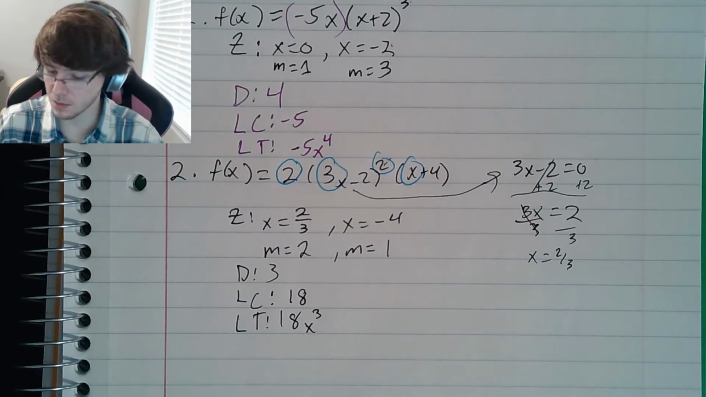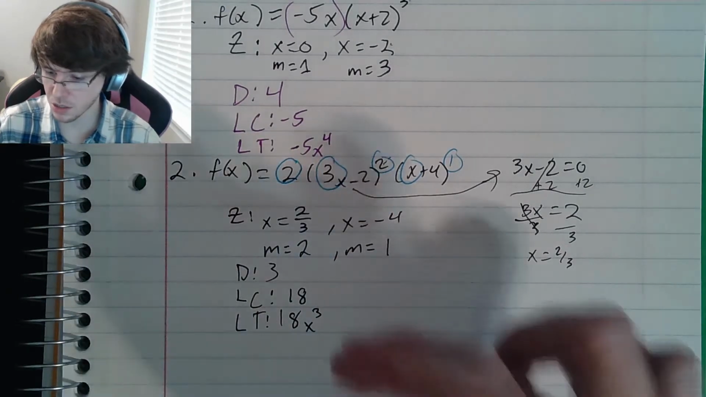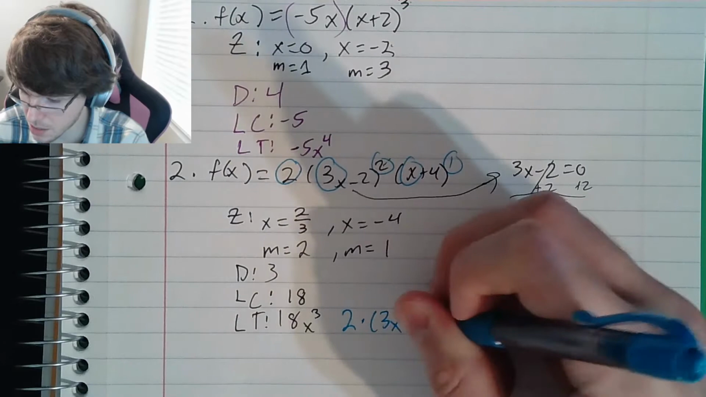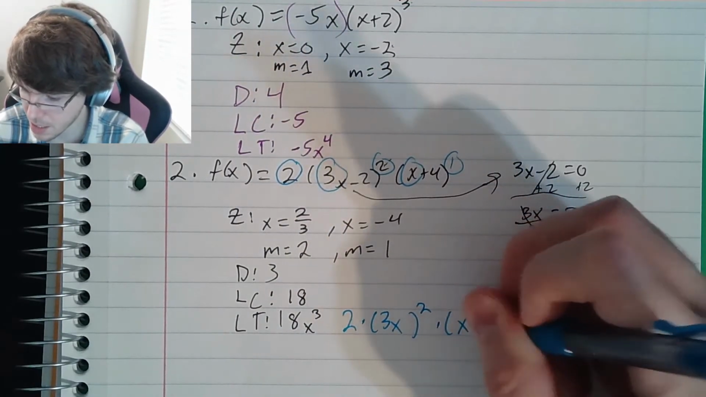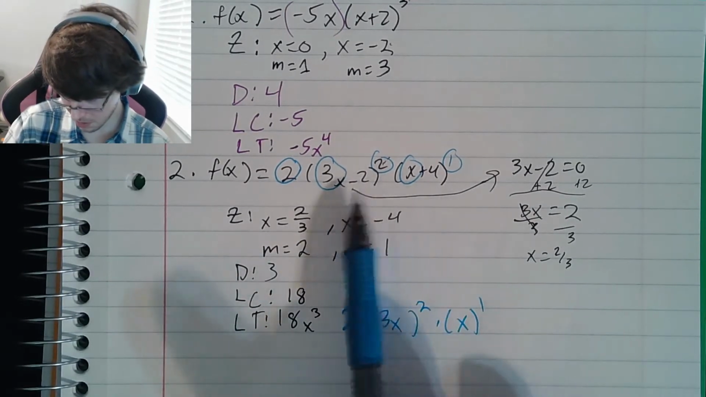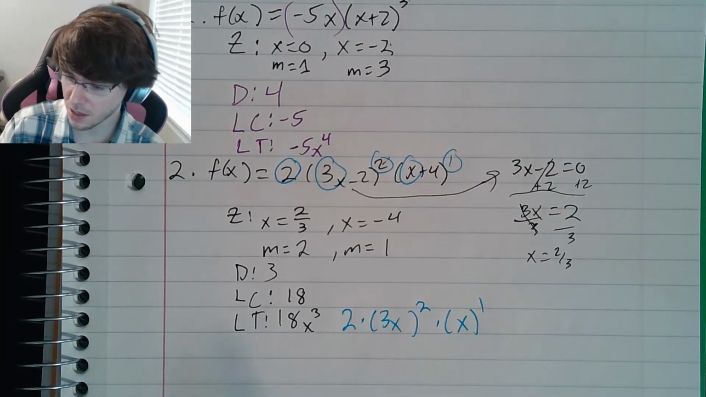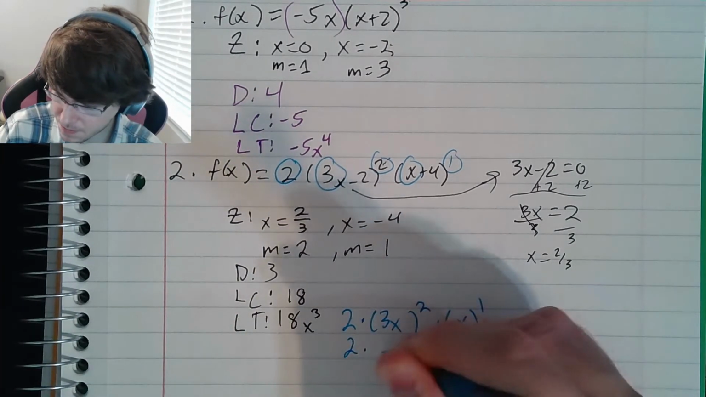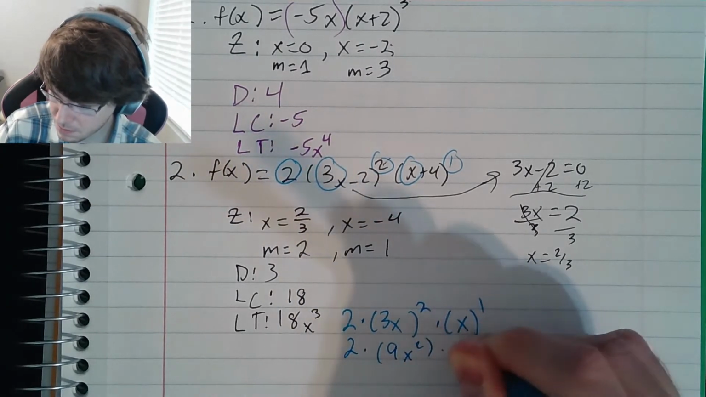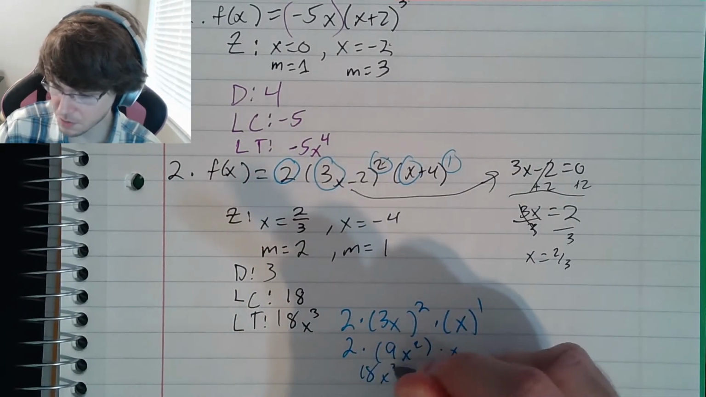The leading, maybe I should circle that too. The leading term, where that came from, would have been 2 multiplied by 3x squared multiplied by x to the 1. So it's kind of like I forgot about whatever the rest of the factor is and only did the first thing for every single one of these. And if I did all this work out, I'd have 2 times 9 is 18, and then x cubed.